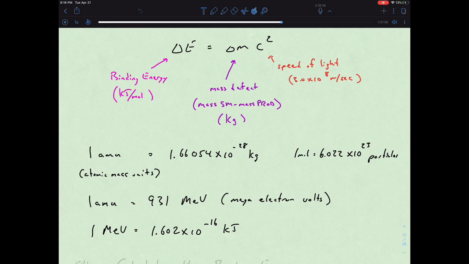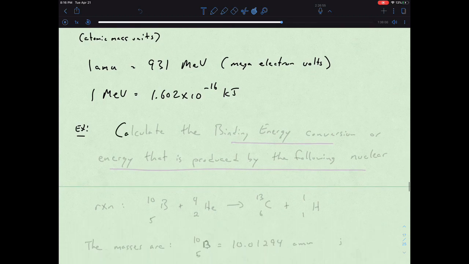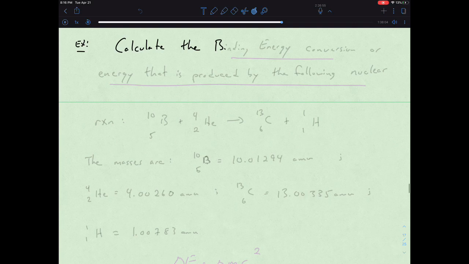So let's look at an example of this. Calculate the conversion of mass to energy that is produced by the following nuclear reaction.